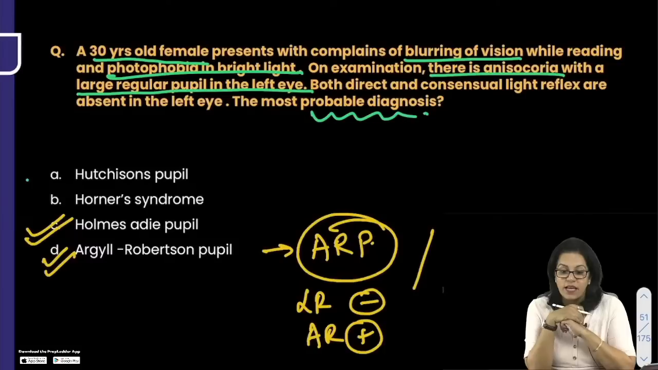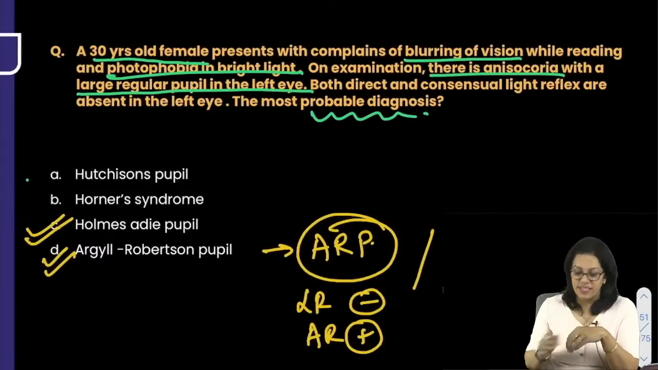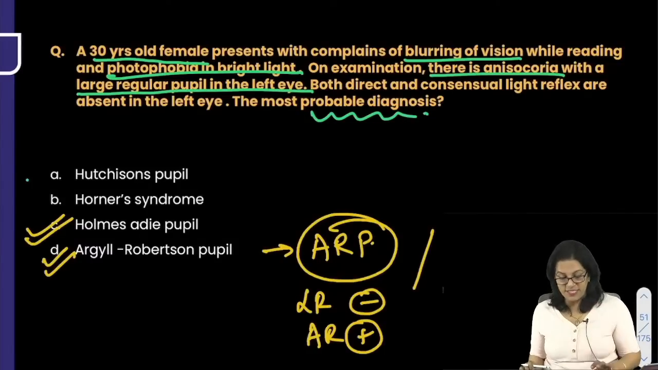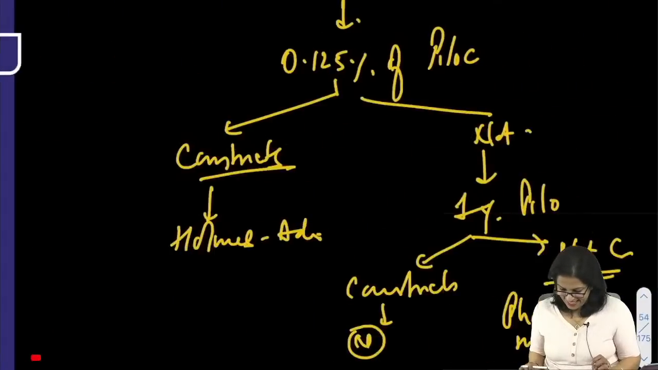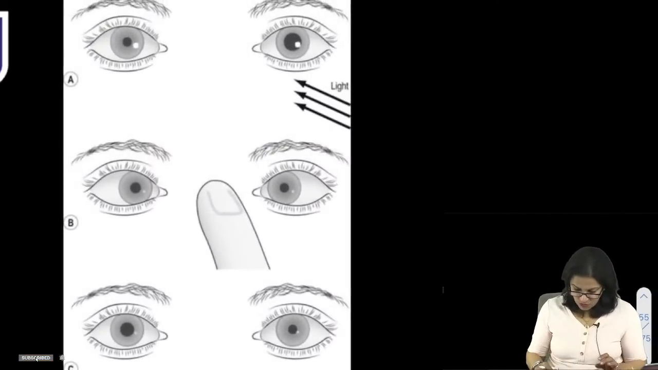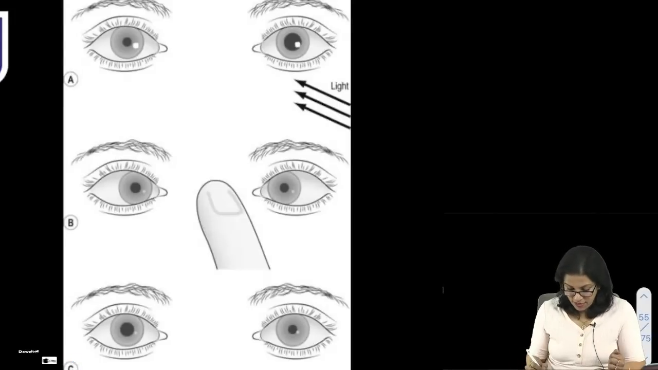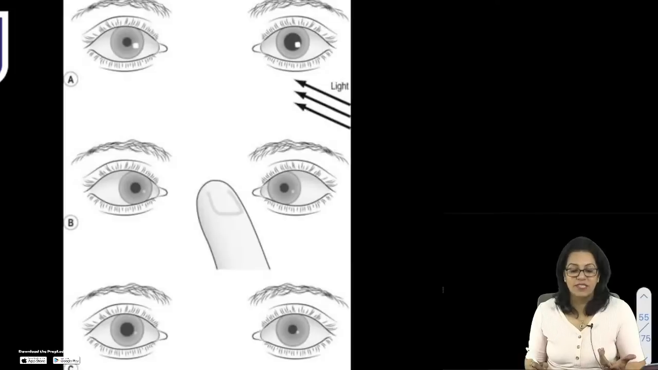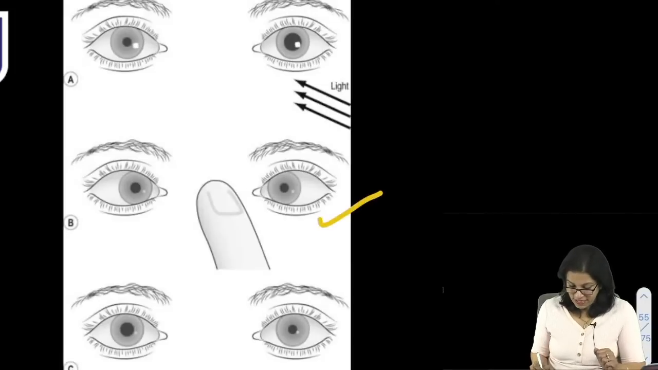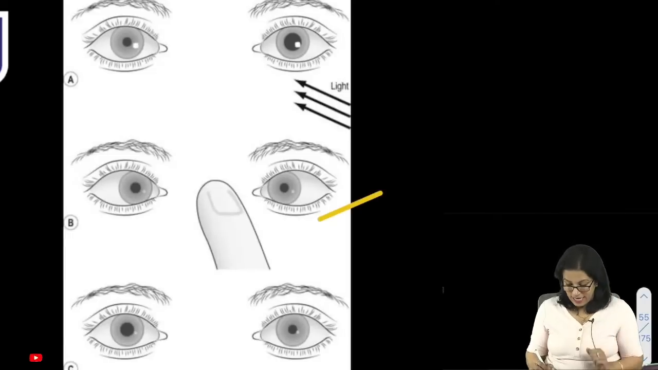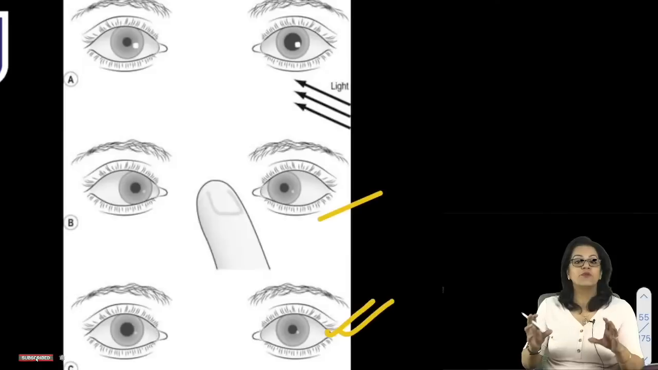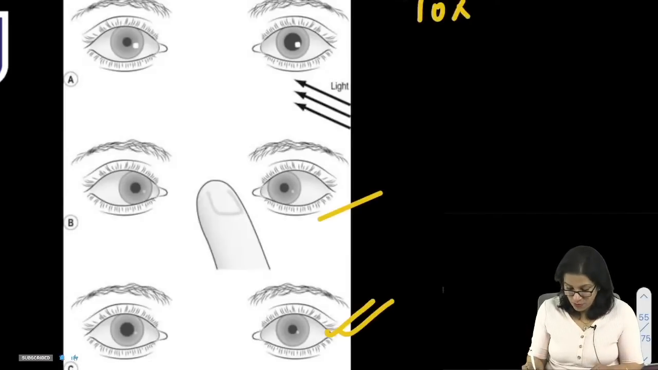Then we talk about Horner syndrome. You all know it is a lesion in the sympathetic chain, and we should also know what is Hutchinson's pupil. Sometimes they will just show you an image and ask which type of abnormality this is. You see here, when the patient is shown the light, it is not reacting much to the light, but with the near reflex the pupil constricts. Even when the finger is removed, it is still constricted, and it takes time to redilate. This is tonic pupil or Holmes-Addy pupil.